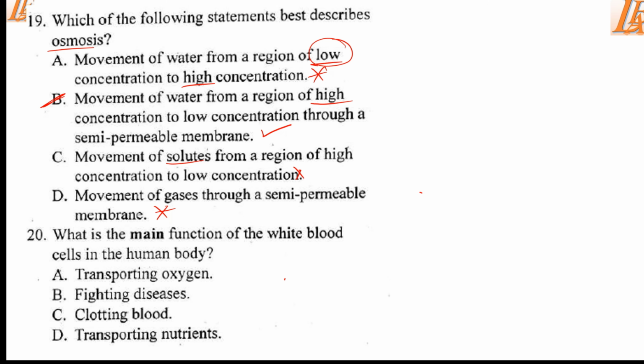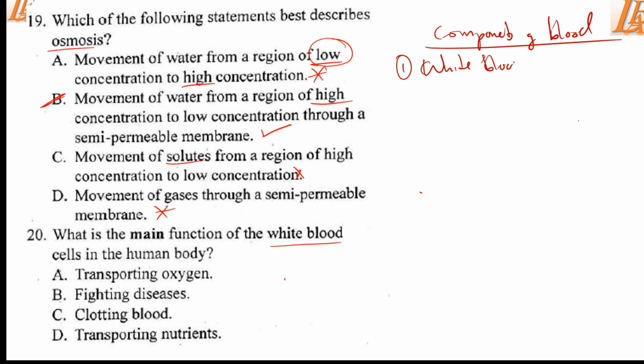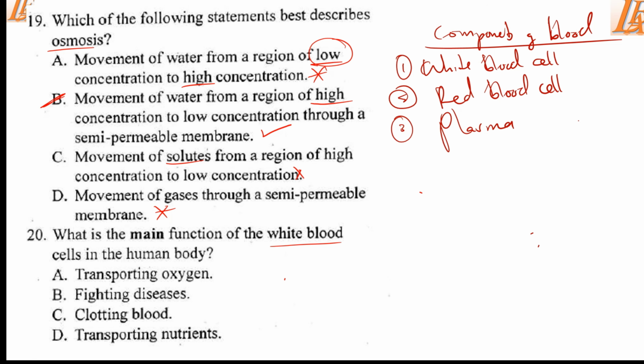Question 20. What is the main function of the white blood cells in a human body? What we need to know is that blood has different components, and each component performs a different function. The first component is a white blood cell. The second component is a red blood cell. The third one is what we call plasma, and then the fourth one is what we call platelets. So each of these performs a specific role.